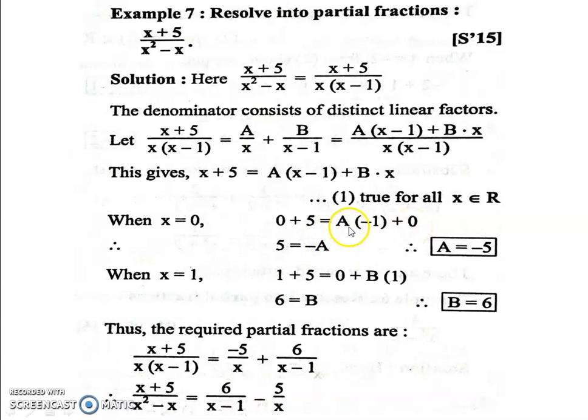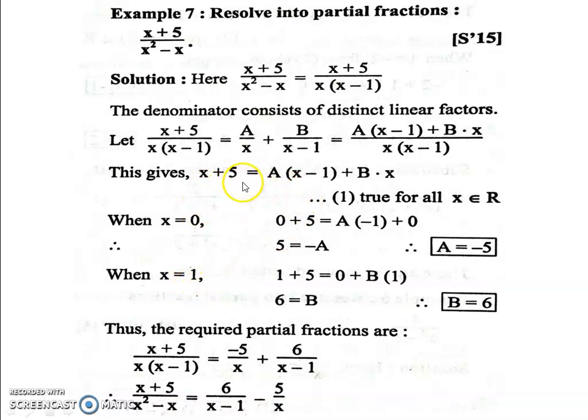So 5 remains the same. Minus 1 into A is minus A. So minus goes to this side, so minus 5. That's why capital A is equal to minus 5. Now the second factor is x minus 1. We have to put x minus 1 equal to 0. That means x equal to 1.